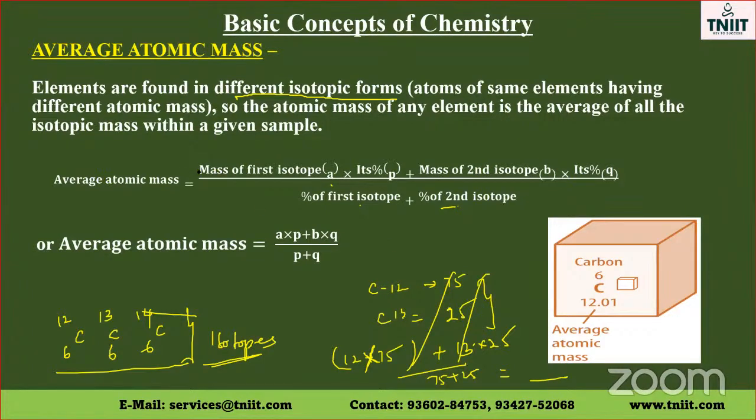So average atomic mass is used because elements are found in different isotopic forms. What are isotopes? Atoms having the same atomic number but different atomic mass are called isotopes.